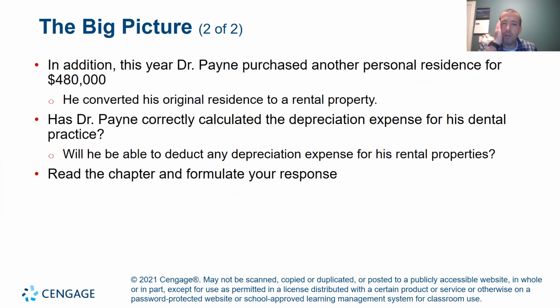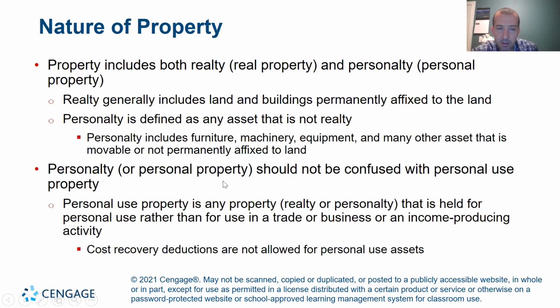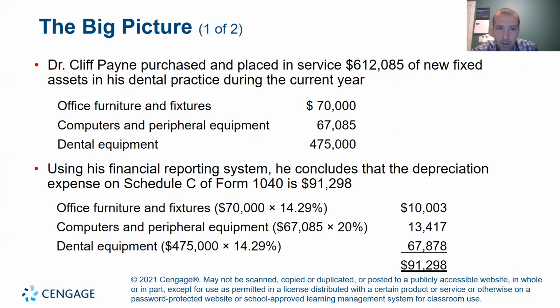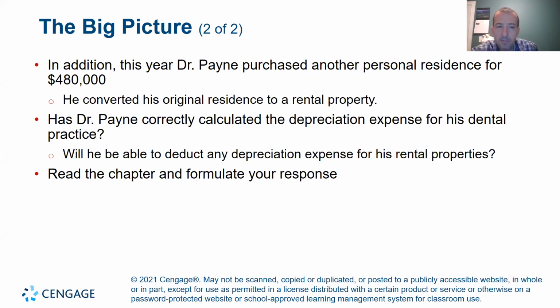So there was a question about Dr. Payne, right? So Dr. Payne purchases a residence for $480,000, right? Dr. Payne then converts it to a rental property. So Dr. Payne takes the $480,000 purchase and converts it to a rental property, right? So Dr. Payne moves and decides to rent it.